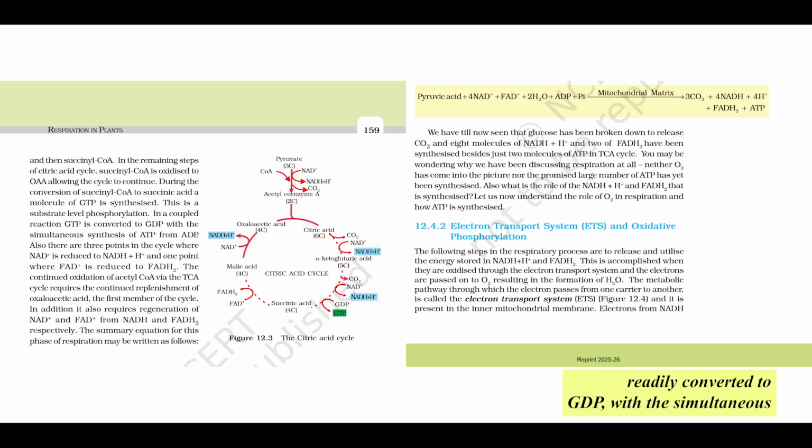This GTP is then readily converted to GDP with the simultaneous synthesis of ATP from ADP. So effectively, 1 ATP molecule is directly produced here for each turn of the cycle.